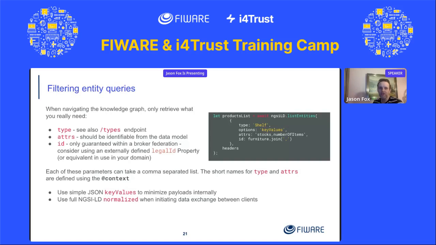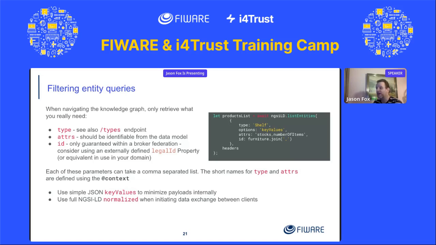Okay, filtering. Again, we very briefly touched this when we were looking at the basic operations, but there are lots of ways you can cut down your data. We don't necessarily need to get an entire entity or all the data from an entity all the time. So in this case, you are looking at just getting a certain type of entity. Well, there is a type attribute filter, so you can just get shelves.